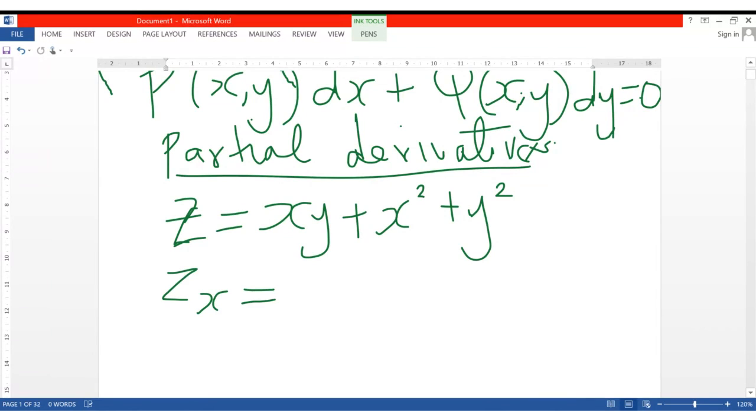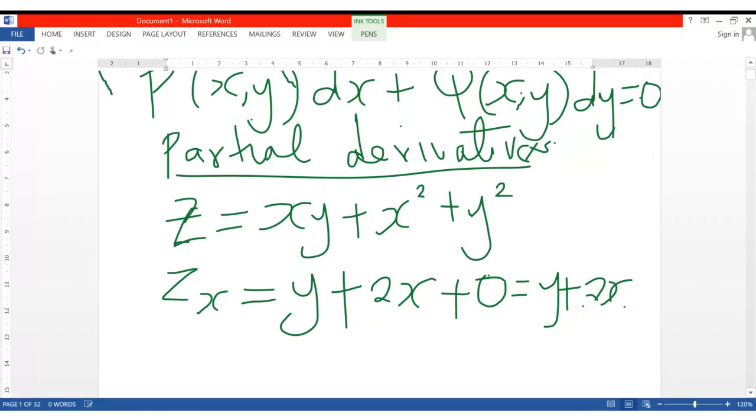So last time we said zx, we shall be differentiating in terms of what? In terms of x, assuming that y is a constant. So like this one here, when you differentiate in terms of x, we are considering that y is a constant. So y will remain. Differentiate x squared, you get 2x. Now in y squared, there is no x, so to differentiate you just get 0. So here the answer will be y plus 2x. Why? Because we considered y to be a constant.